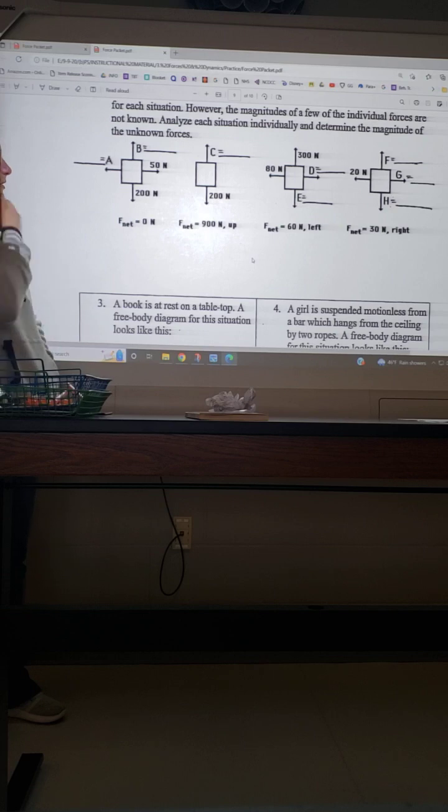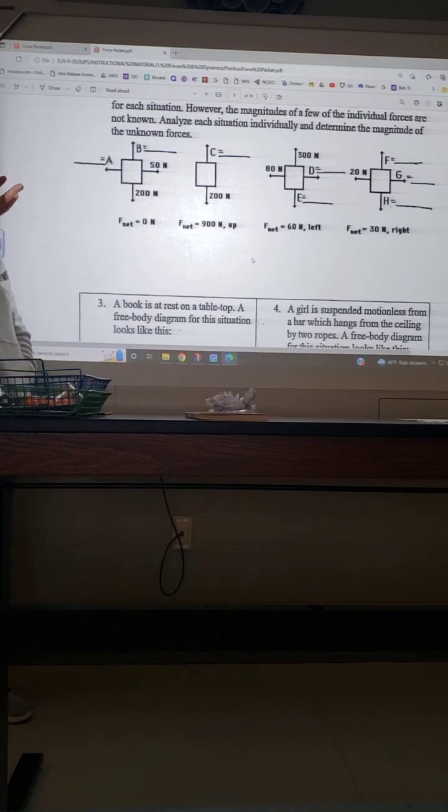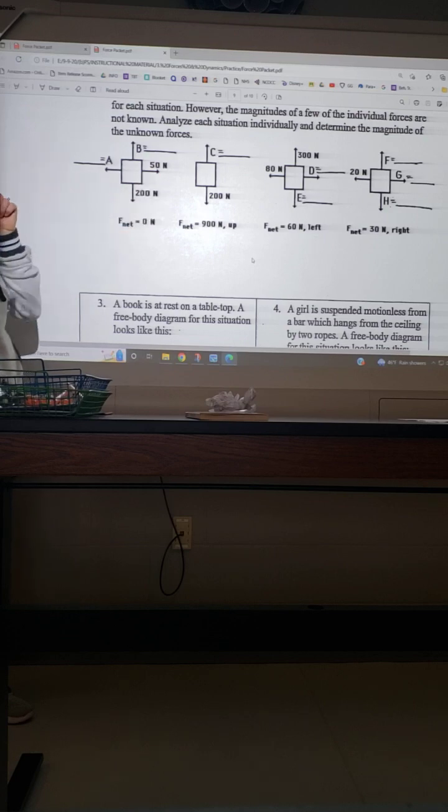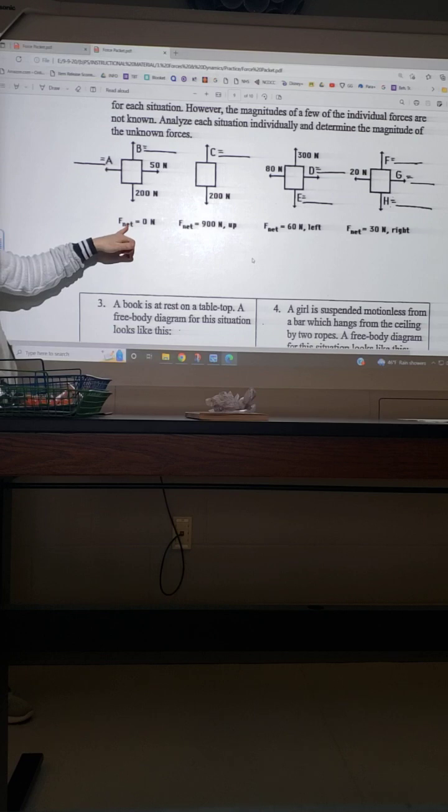Okay, these ones are a little bit different because it tells you what the net force is. All right, and so then you have to kind of adjust. So those ones we just did were pretty basic. These take it just a little step further. All right, so I have 200 newtons down. I have 50 newtons to the right, and it says I end up with a net force of 0.